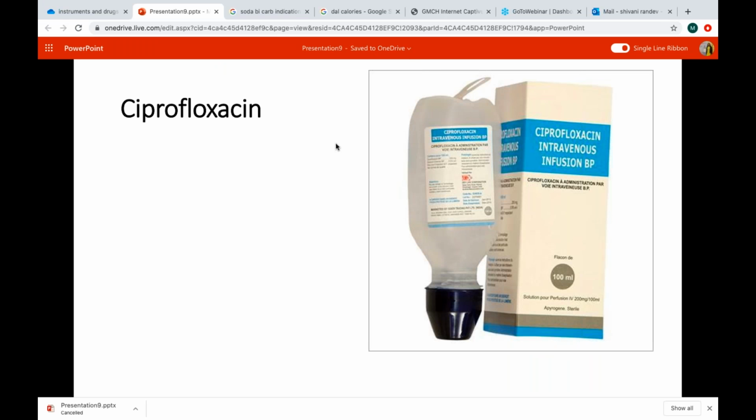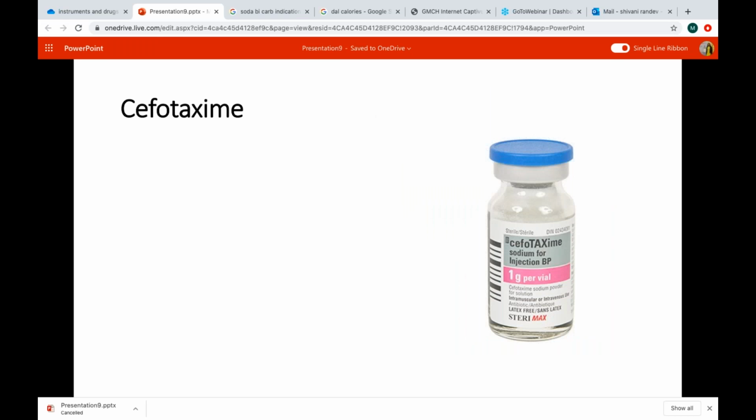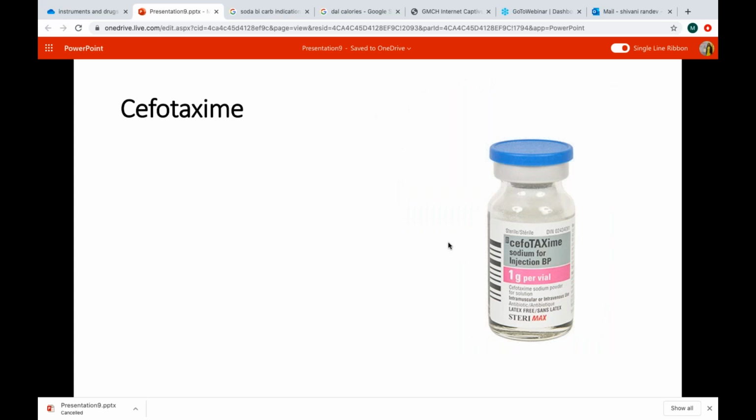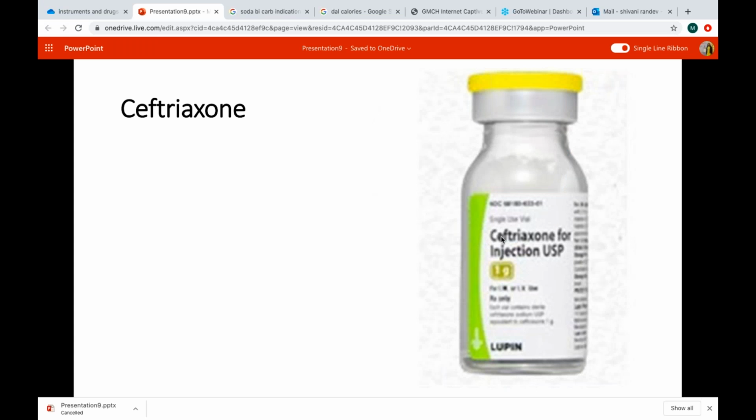Then we have ciprofloxacin. Any antibiotic may be shown to you, and you will be asked its indications. This is parenteral ciprofloxacin, less commonly used in children, but still it can be used for maybe urinary tract infections or GI infections. And then we have cefotaxime, which can be used for septicemia and meningitis. You should know the doses also and the spectrum which these drugs cover.